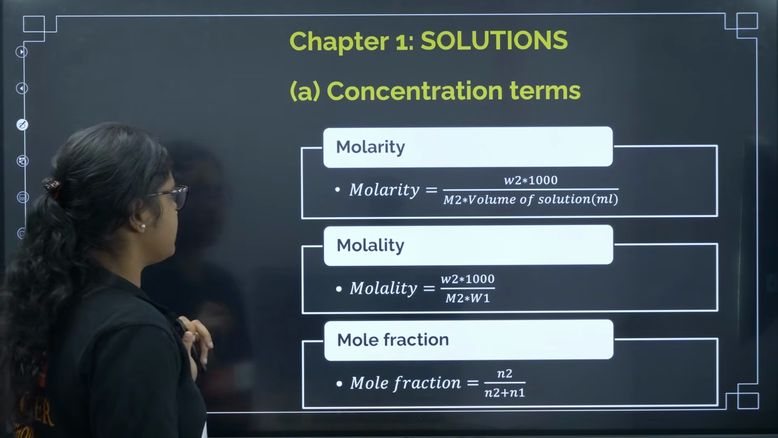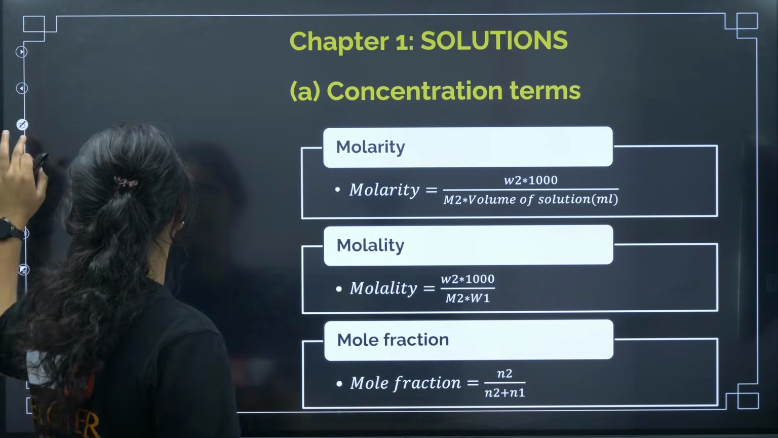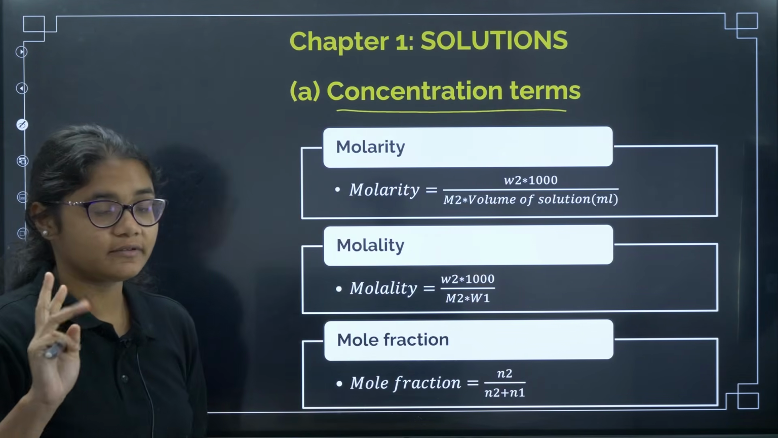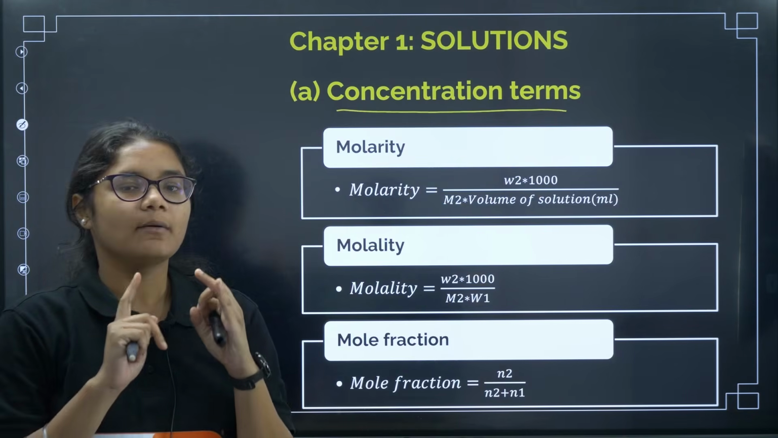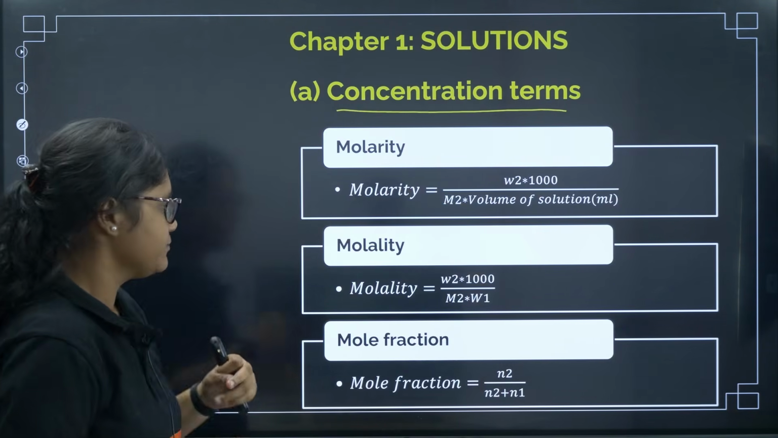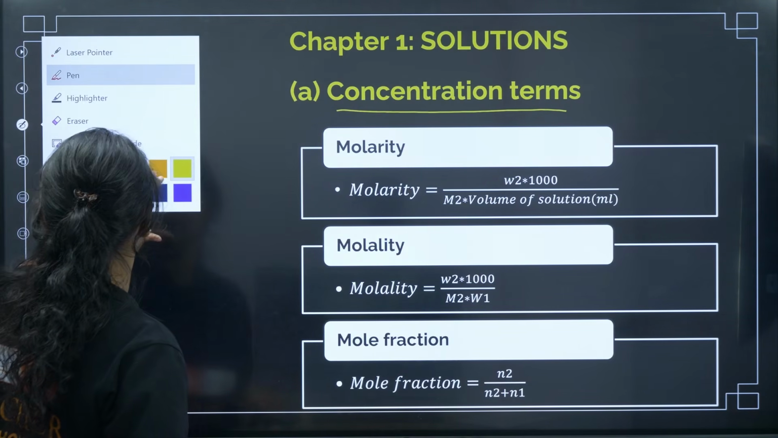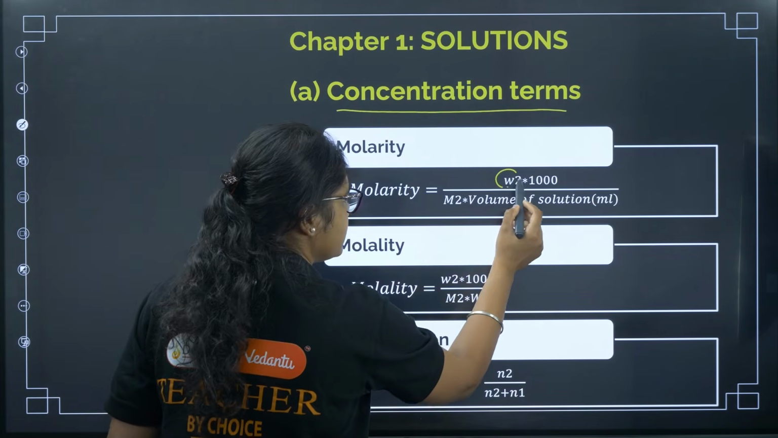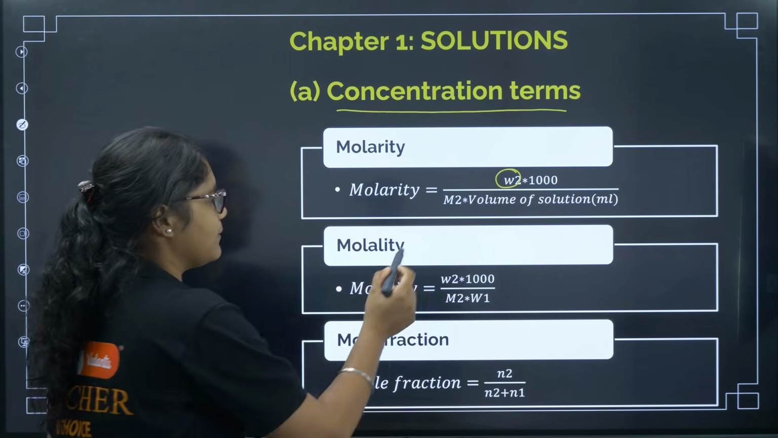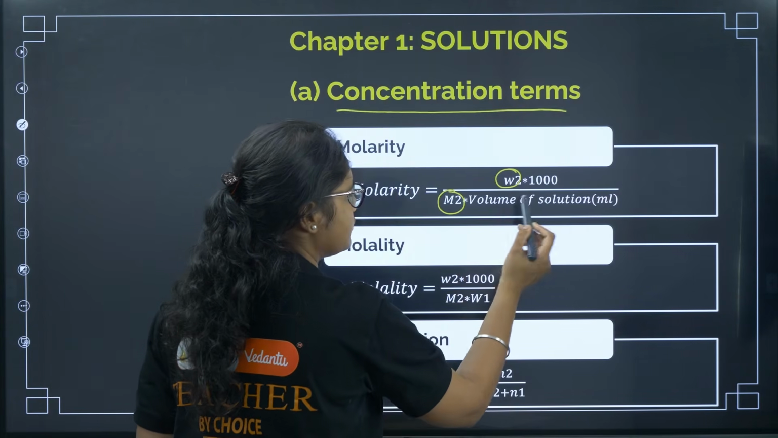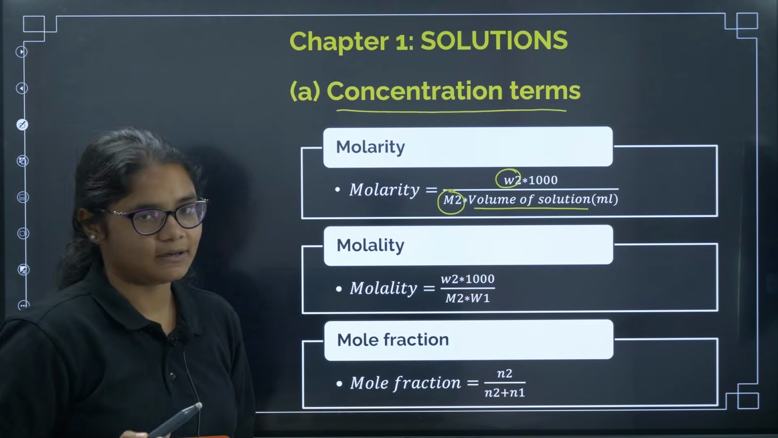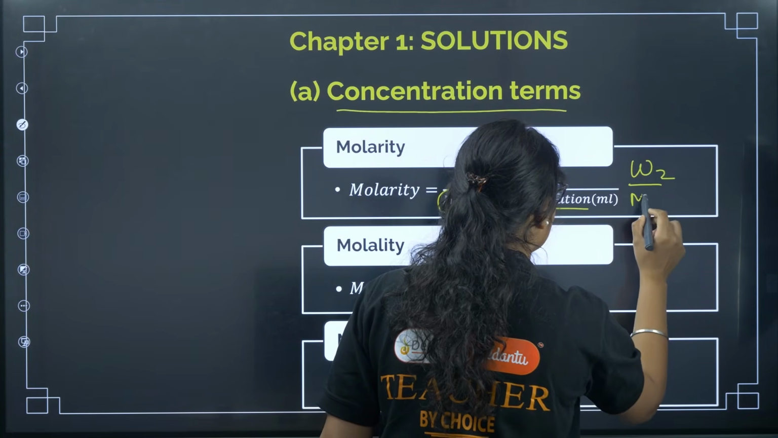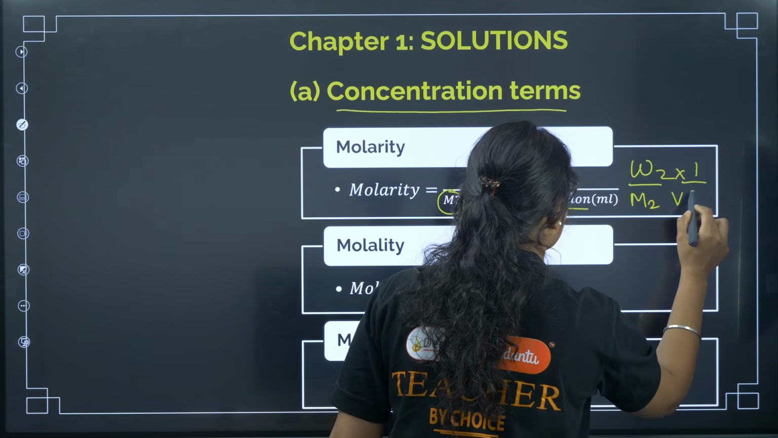In the solutions chapter, the first very, very important topic is your concentration terms. In concentration terms, we have three important formulas, that is molarity, molality and mole fraction, right? The molarity formula you can see here, everyone: W2 by M2 into 1000 by volume of the solution in milliliter. W2 is the mass of the solute, M2 is the molar mass of the solute. Now, if the volume is in liter, we can just write W2 by M2 into 1 by volume in liter.